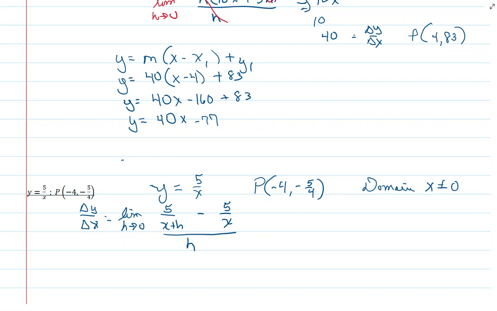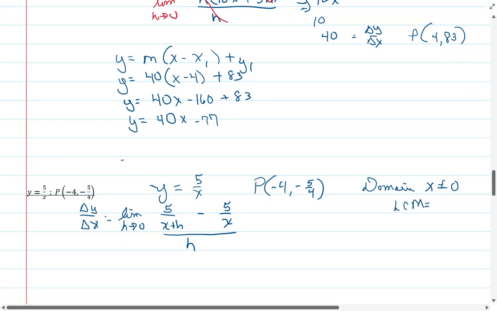Now, there are several ways to get a common denominator and remove the h automatically. But I think I'm going to just do the top part as a common denominator and then deal with the bottom. So what we're talking about is an LCM, least common multiple of the denominator. And of course it is what? x times x plus h. Does everybody agree?